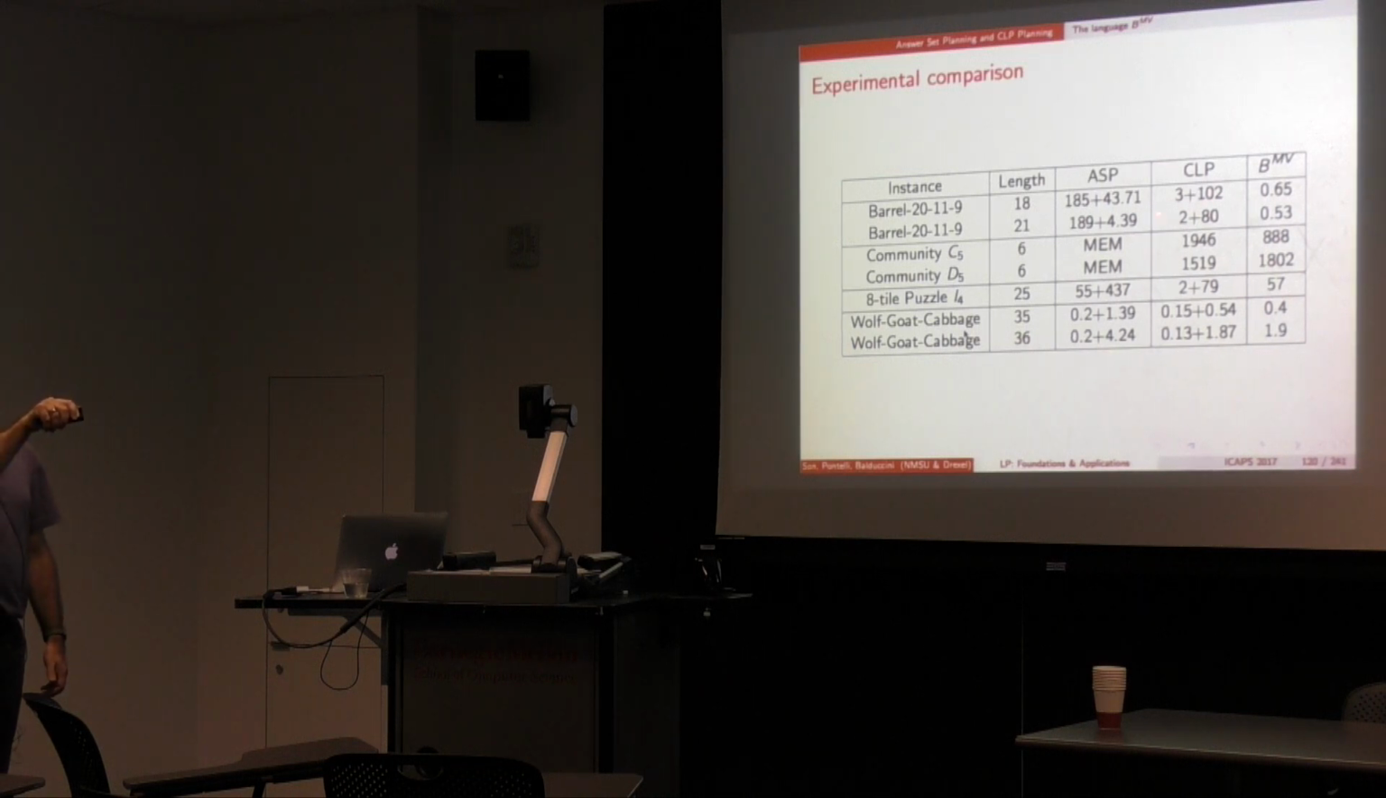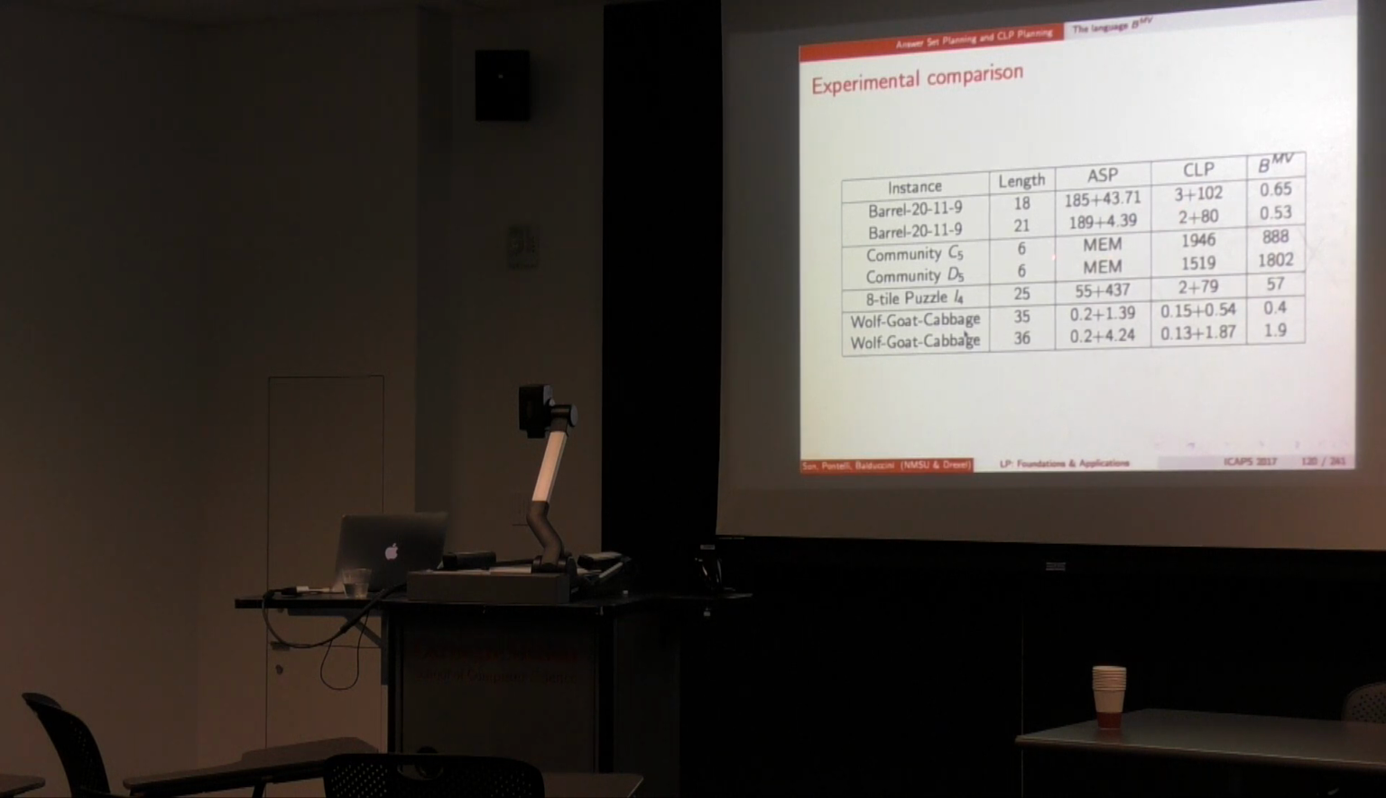In the case of the CLP, there are still two numbers. The first number is the time to set up the constraints, because we actually have to translate the B encoding into our problem and set up all the constraints. The second one is the search. So, for example, in this case, as you can see, in the search we lose against ASP. But on the other hand, it doesn't take any time to actually create the instance of the problem.